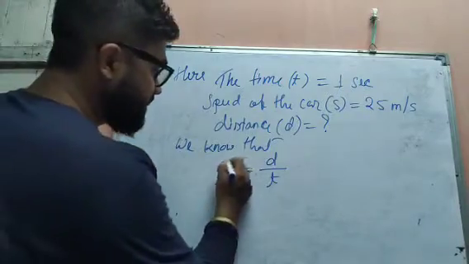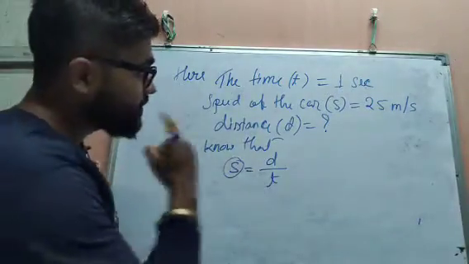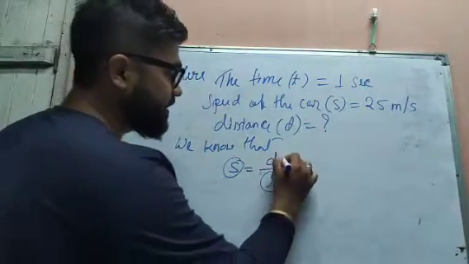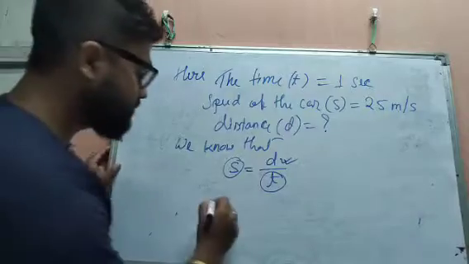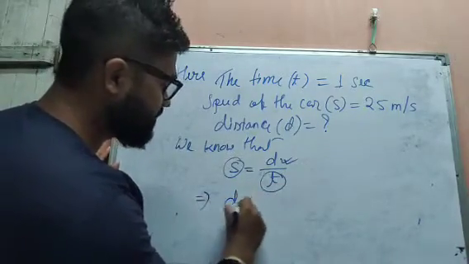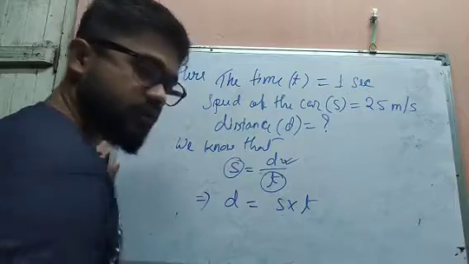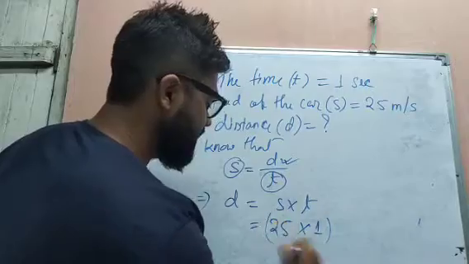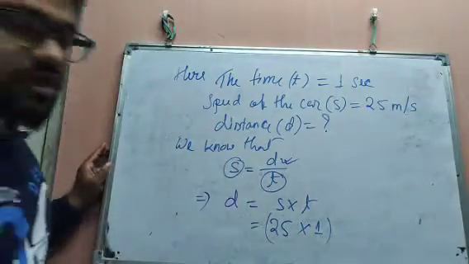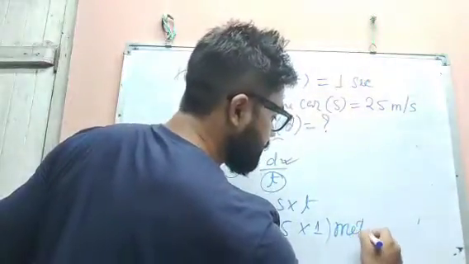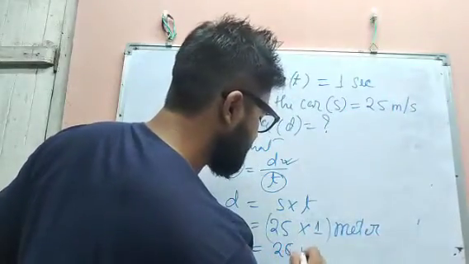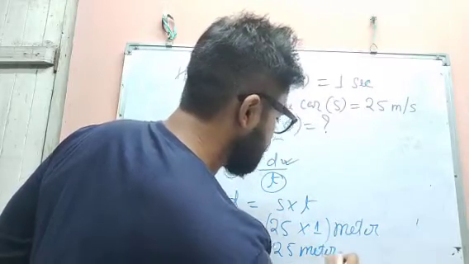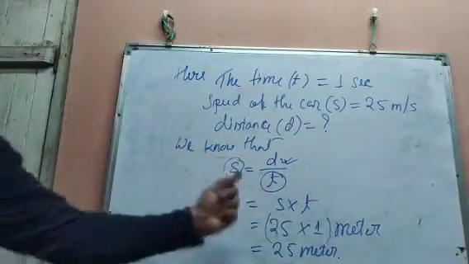So here speed is given, and time is also given. We need to find only that d, the distance. So what to do? Do the cross multiplication. So d will be s into t. The s value we have got is 25 and the t value is 1, and the distance unit will be meter. So we will get the answer 25 meter. Okay, so this is our final answer.